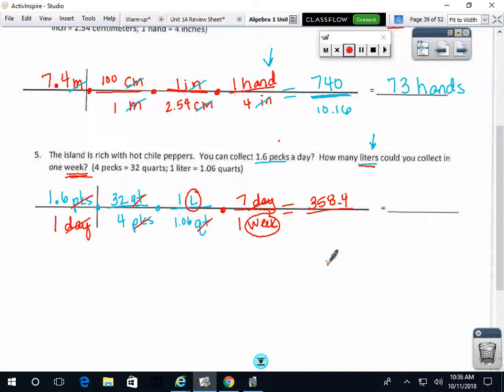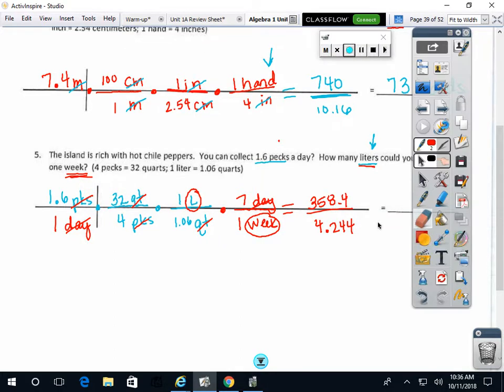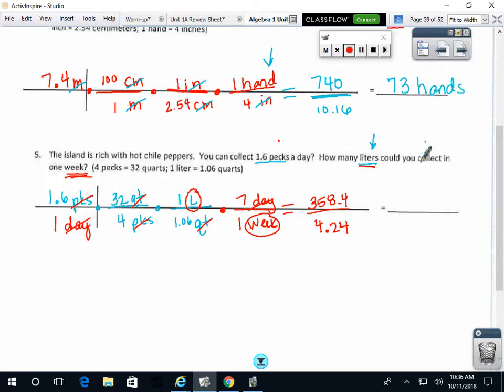And then in the bottom, I have 1 times 4 times 1.06 times 1, and that gives me what? 4.24. And now I just divide those. 358.4 divided by 4.24. Oops, I wrote too many 4s down there. Hold on, let me erase this. And 84.5 is correct. And that is liters per week, how many of those hot chili peppers you could collect.